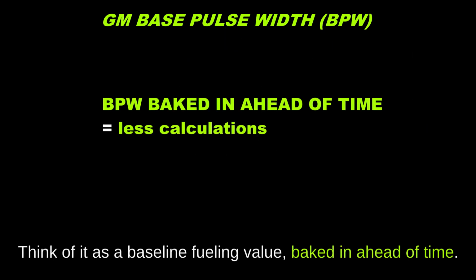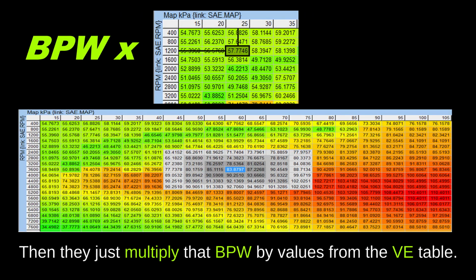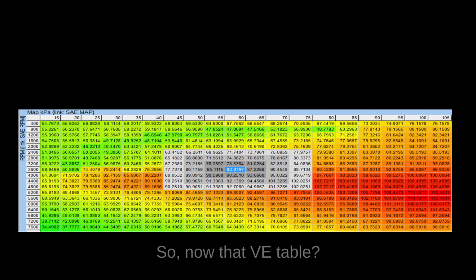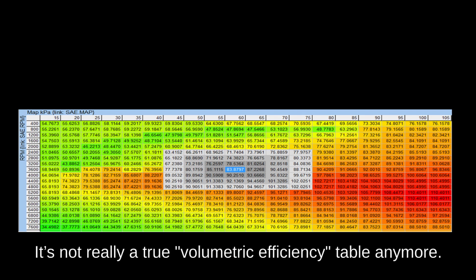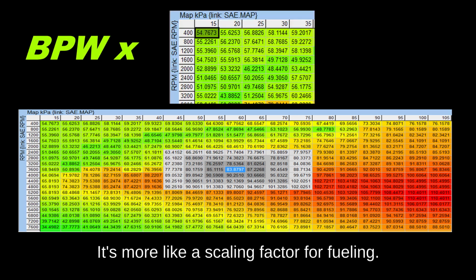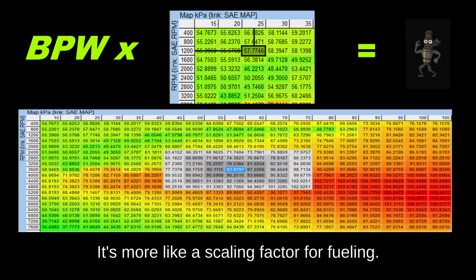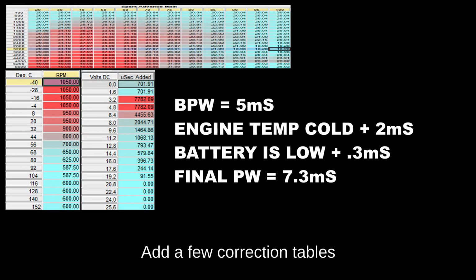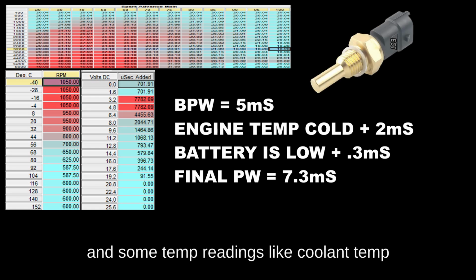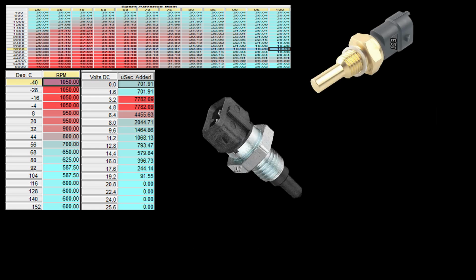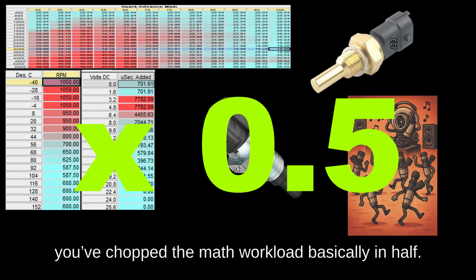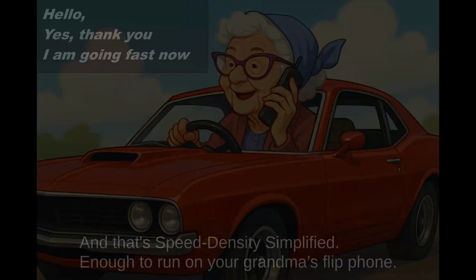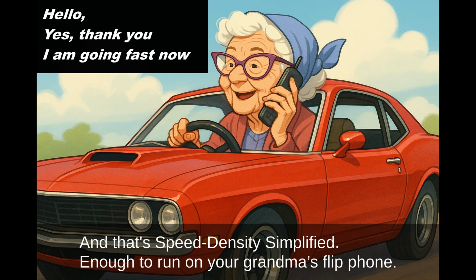Think of it as a baseline fueling value baked in ahead of time. Then they just multiply that BPW by values from the VE table. So now that VE table, it's not really a true volumetric efficiency table anymore. It's more like a scaling factor for fueling. And then a few correction tables and some temp readings like coolant temp and intake air temp, and boom, you've chopped the math workload basically in half. And that's speed density simplified, enough to run on your grandma's flip phone.